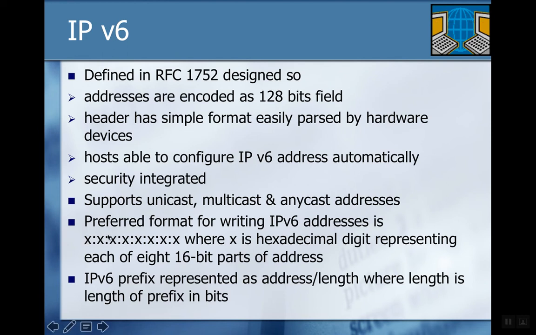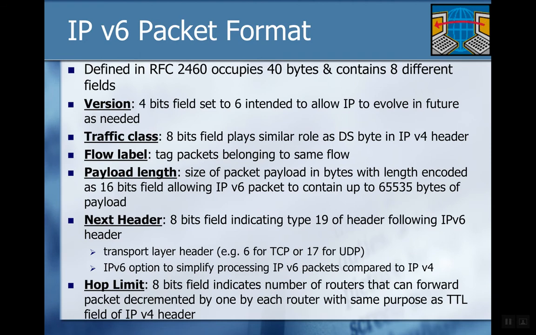Here's kind of the structure of an IPv6 address. What you'll see is the use of colons between each of the octets here, as opposed to the dots, which is the IPv4. Just some more details around what these packet formats look like. It's a 40 byte header containing 8 different fields.